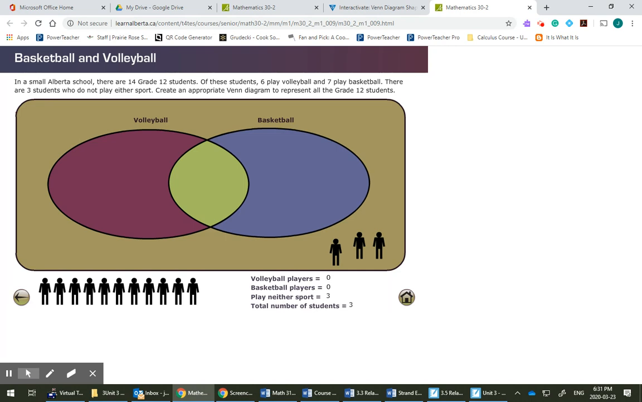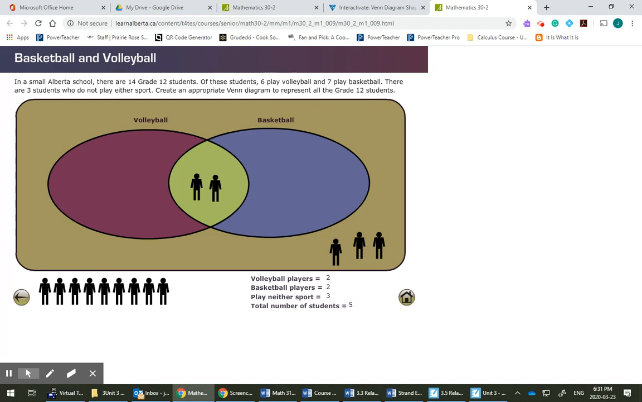Then we have 14 grade 12 students. We know that 6 play volleyball and 7 play basketball. But if we look at the bottom here, we only have 11 people left. And if I go 6 plus 7, that makes 13 people. So there has to be some people that play both volleyball and basketball. So if I have 11 people left, but 6 plus 7 is 13, 13 minus 11 is 2. So I must have 2 people who play both basketball and volleyball.